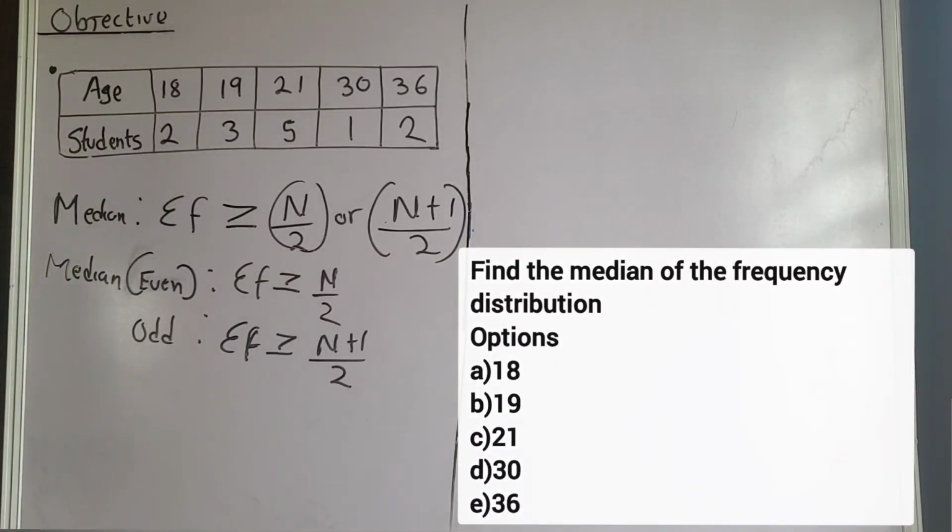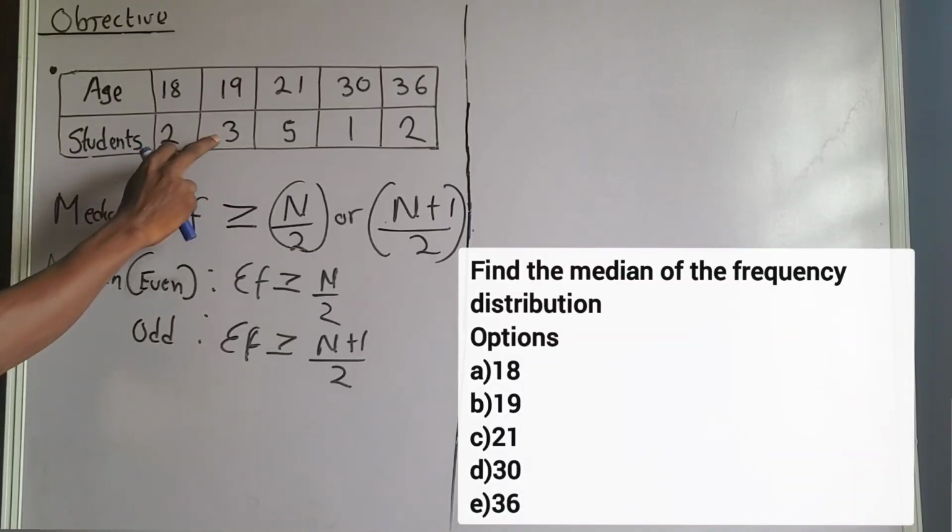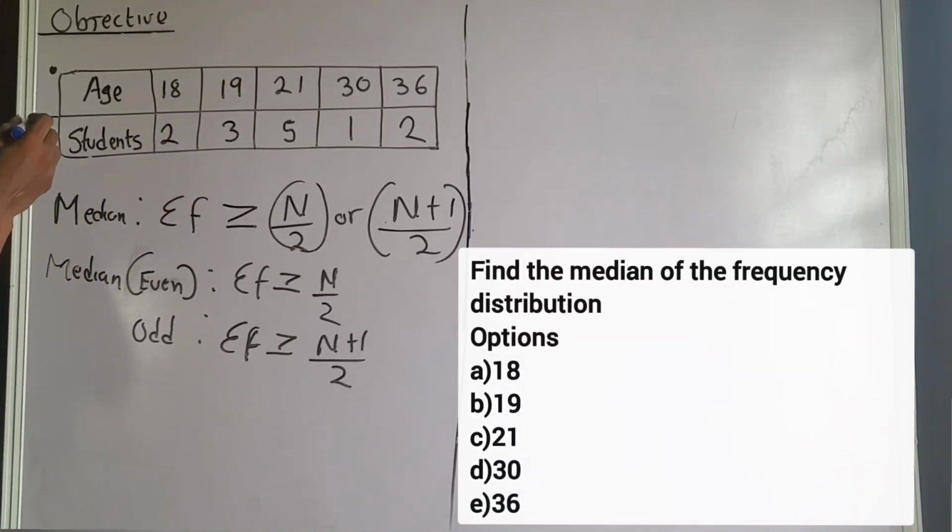To get the median of this distribution, the first step is to take the sum of all the frequency. N is the sum of all the frequency. So for this, I'm going to have 2 plus 3. The frequency is the number of students. You understand? This is the frequency.